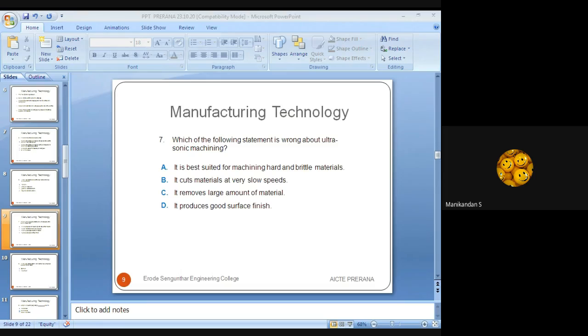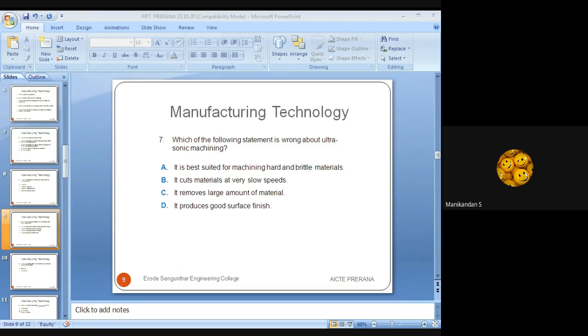Why? Because ultrasonic machining is a slow process, so it can't remove a large amount of material. Nowadays piezo crystals are used in ultrasonic machining. It removes a very small amount of material at slow speed with good surface finish. So the machining process always removes less material, not a large amount. So the false statement is that it removes a large amount of material.